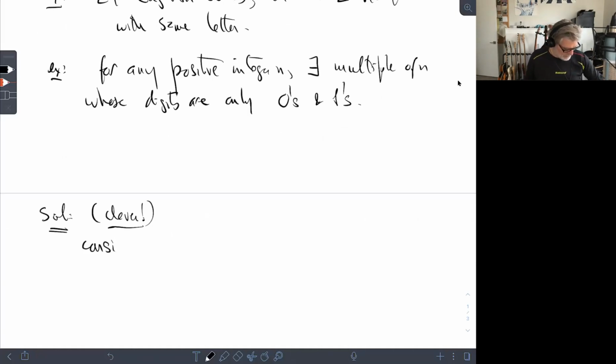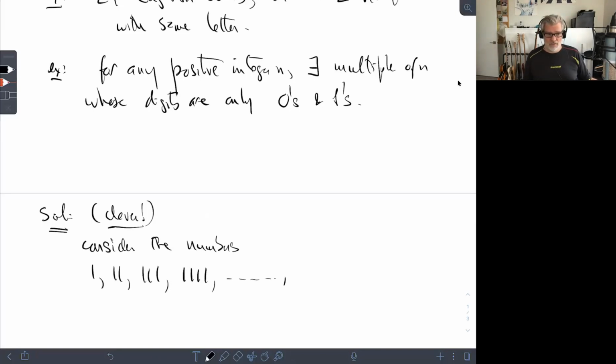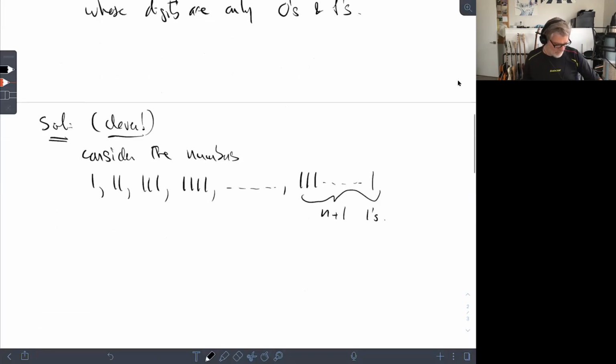Consider the following numbers: 1, 11, 111. So I'm going to list numbers which have only ones as digits, right? And I'm going to take a lot of them. What's a lot? I want to take actually n plus 1 of them, which means this first one has one 1, the second one has two 1s, so this one here has n plus 1 ones. So that's a total of n plus 1 different integers, right?